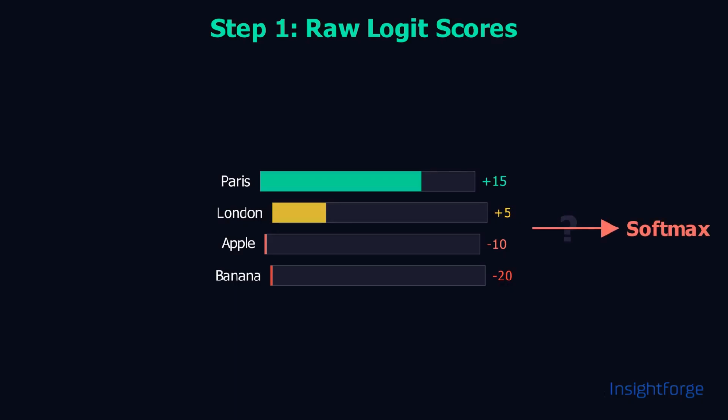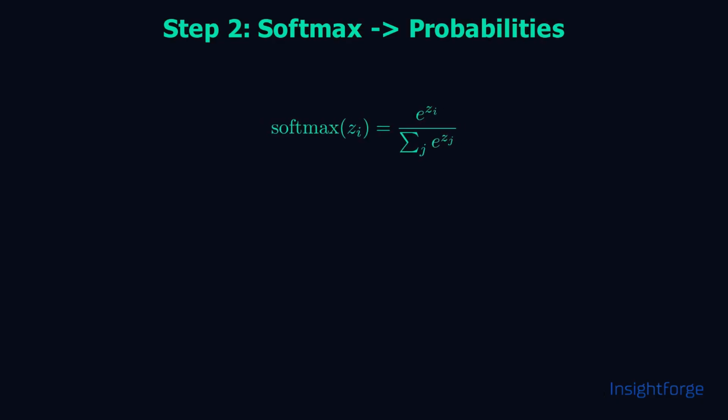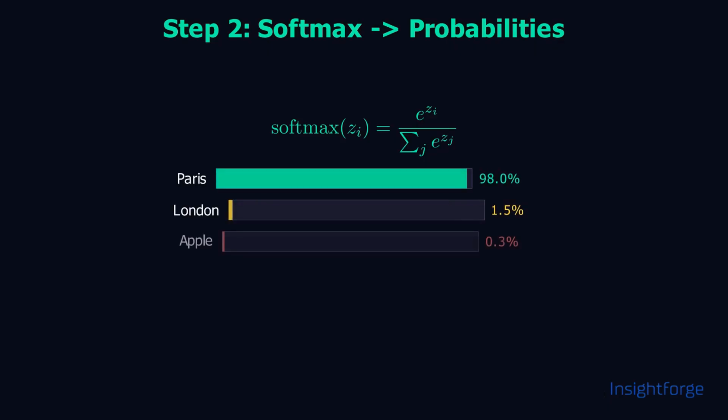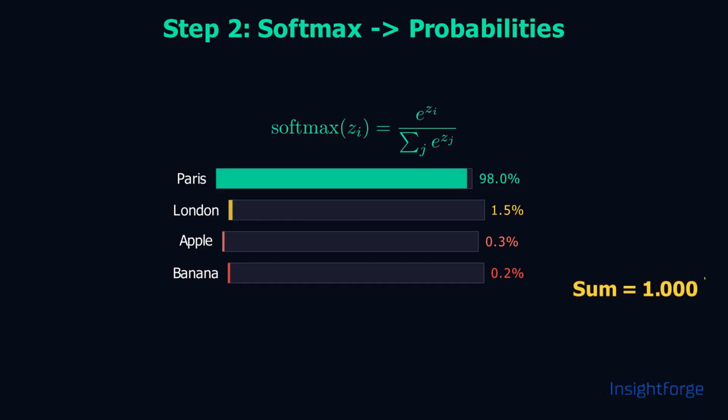But raw logits are messy. They are unbounded and do not sum to anything clean. So the model passes them through a mathematical function called Softmax to fix this. Softmax does something beautiful. It takes those raw numbers, scales them exponentially, and converts them into a neat probability distribution. After Softmax, Paris has a 98% probability of being the next word. London has about 1%. Apple and banana have tiny, negligible fractions of a percent. Every single score is now between 0 and 1, and all scores added together sum to exactly 1. We have a perfect probability distribution to sample from.